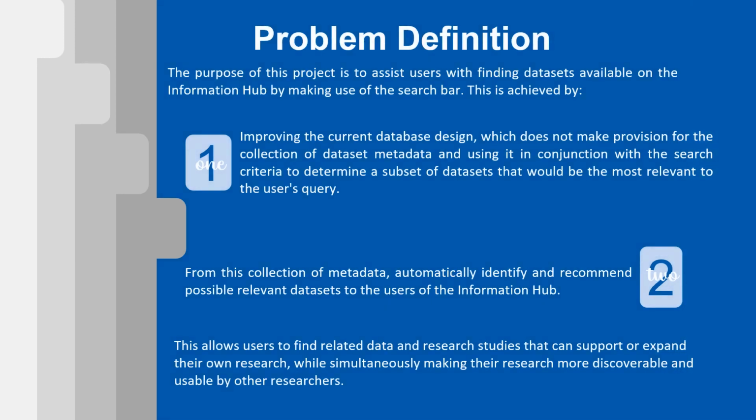The purpose of this project is to assist users with finding datasets available on the Information Hub when they make use of the search bar. This is achieved by generating and storing metadata from each dataset in the Information Hub, and then secondly, from that collection of metadata, identifying and recommending possible datasets to users of the Information Hub.